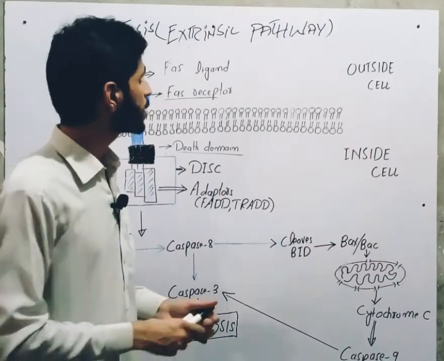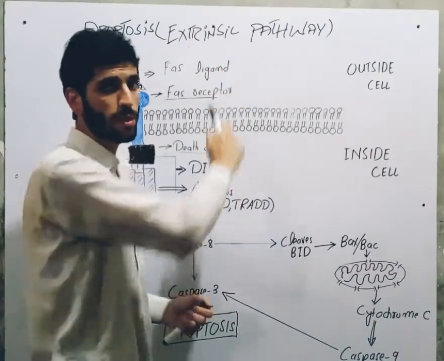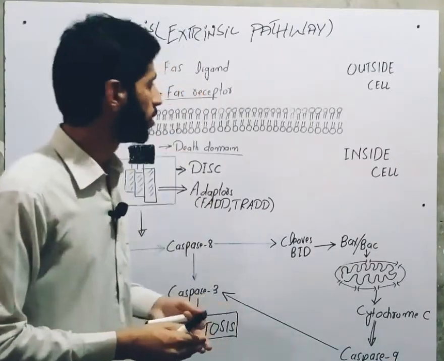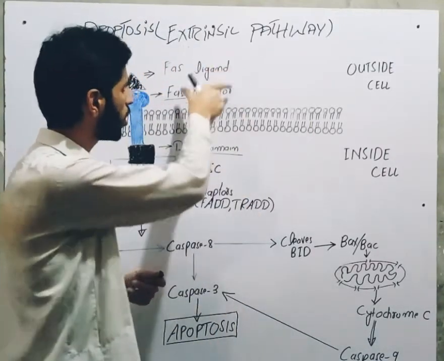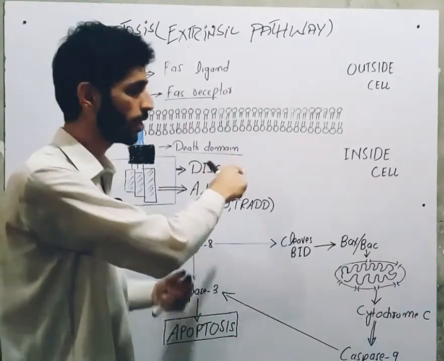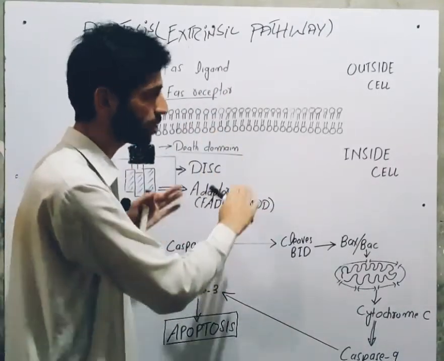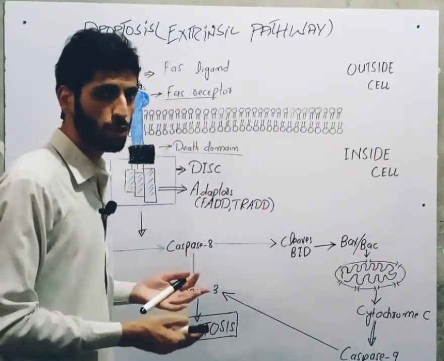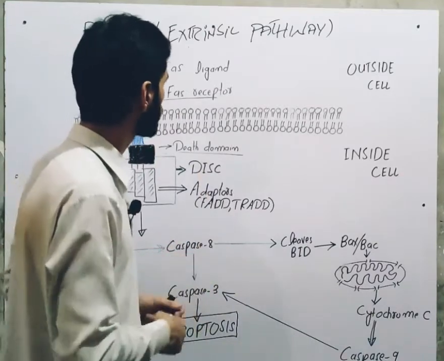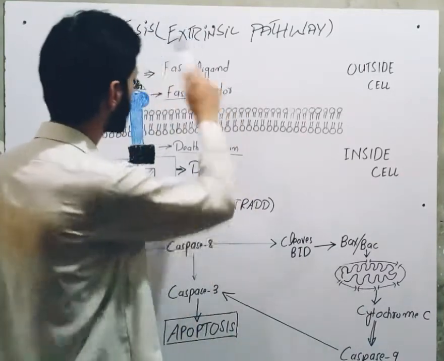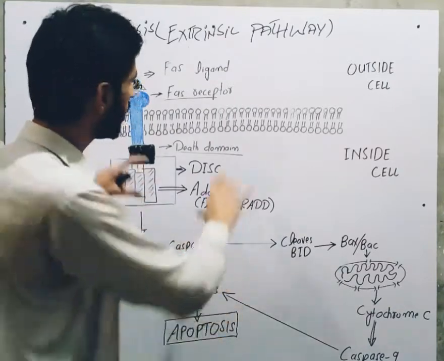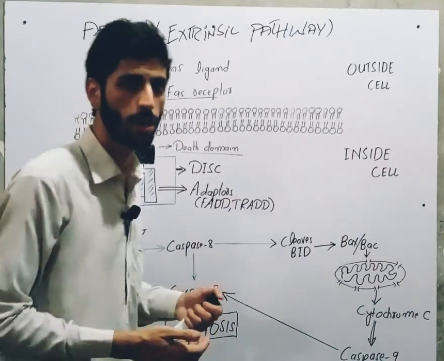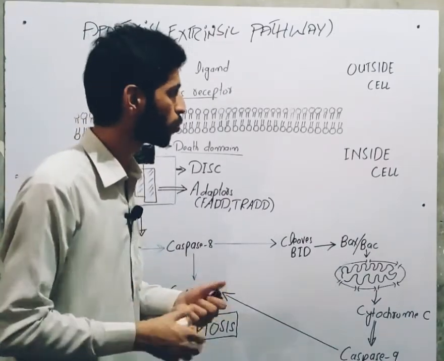Now, why is this pathway called the extrinsic pathway? Because it actually originates from outside the cell. The signals for death come from outside the cell, telling it that this cell must be apoptosed. So the signal for apoptosis originates from outside the cell. That's why it is called the extrinsic pathway. Now, what really happens in this extrinsic pathway? What happens so that ultimately the cell will die or be apoptosed?